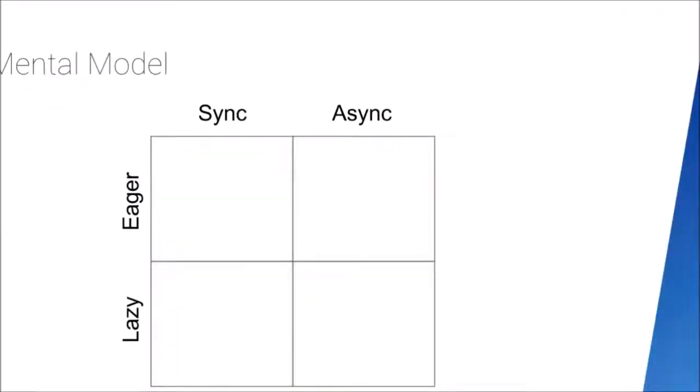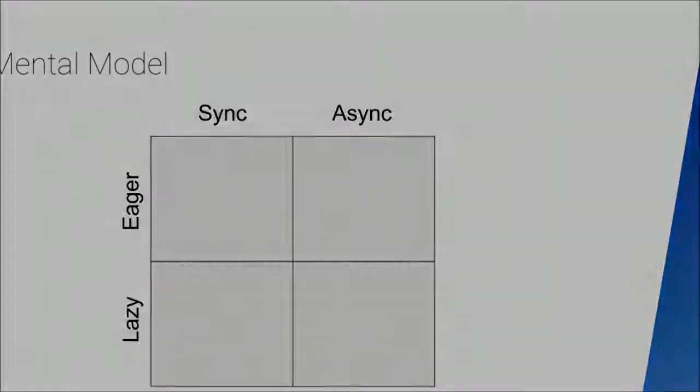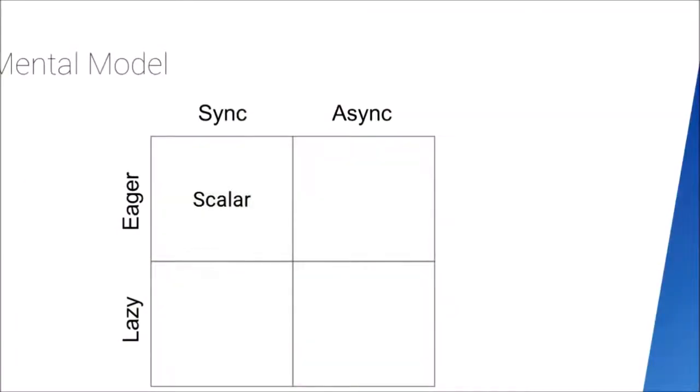So with that simple definition in mind, we can start building our mental model of how observables and promises are fundamentally different. We're going to consider two axes here. On the vertical, on the left-hand side, we have eager versus lazy. And along the top horizontal, we have synchronous and asynchronous. So what's an example of a value which is both synchronous, available right away, and eager, computed the moment it happens? Well, that's just any scalar value, a string, an object, a number. Anything that doesn't require us to compute it or wait for it.